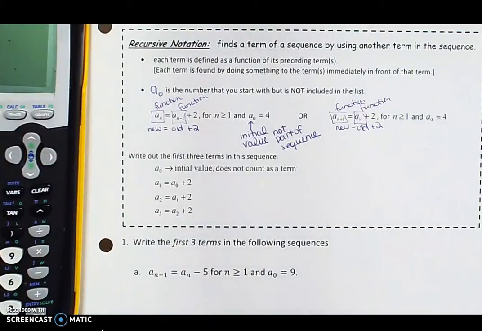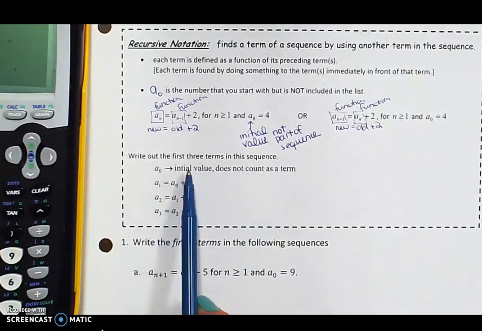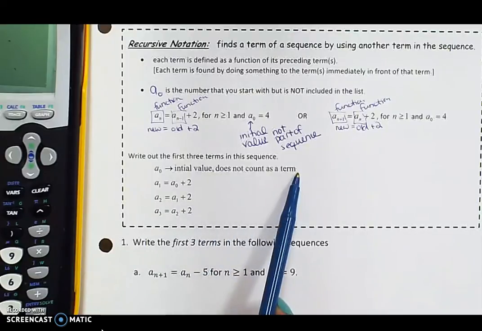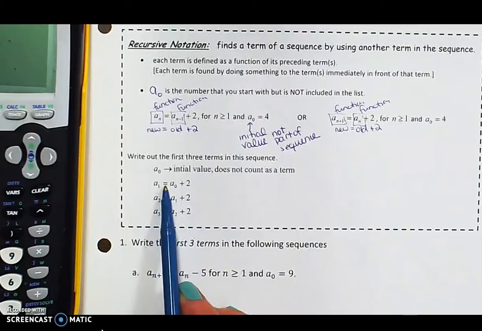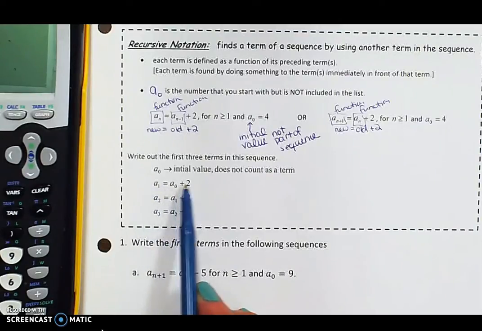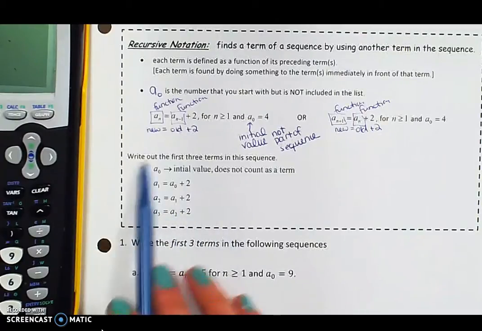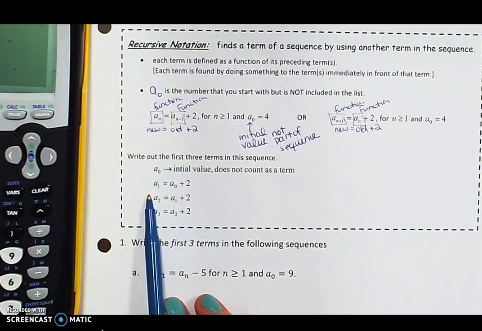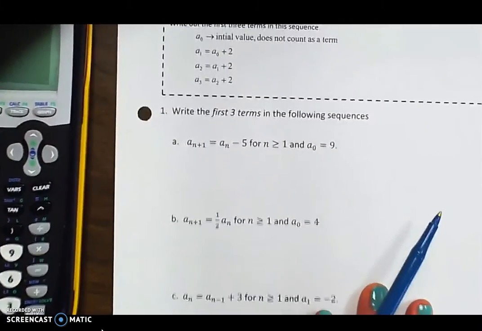So let's take a look here. Write out the first 3 terms in the sequence. a sub 0 equals the initial value and does not count. a sub 1 equals the term before it, so your new equals your old plus 2. a sub 2 equals a sub 1 plus 2. a sub 3 equals a sub 2 plus 2. This might seem like a lot, but let's take a look at our first example and see if we can get it to make a little bit more sense.